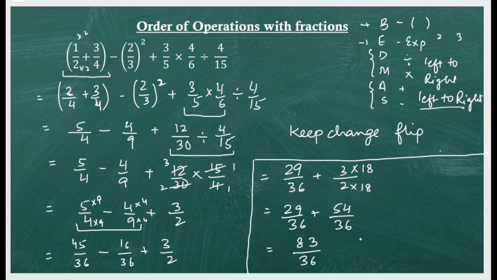So that's my answer, but it is not yet simplified. It's an improper fraction. So change it into a mixed fraction. How many times does 36 go into 83? 2 times, because 36 times 2 is 72. And then from 83, 72 parts are gone, 11 parts are left. And finally, this is the answer for this big expression.